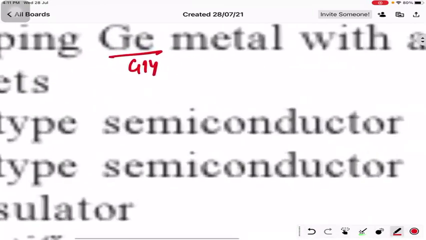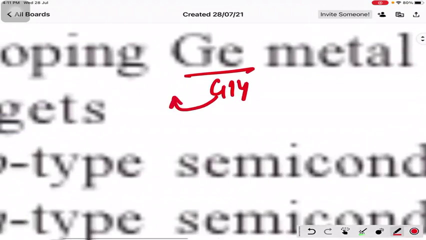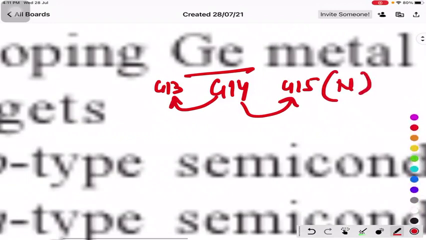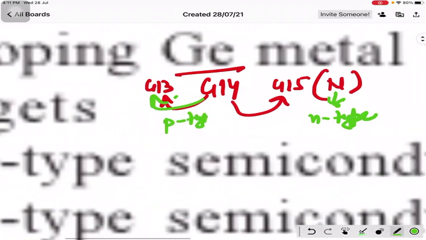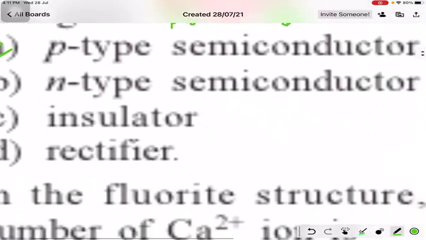In group 13, either we dope group 14 with group 13 or group 15. So 15 group is nitrogen family. So from here you can remember that N says nitrogen and N says N-type semiconductor, whereas if you are taking number of electrons less than group 14, then we will have P-type semiconductor. So option number E is correct.